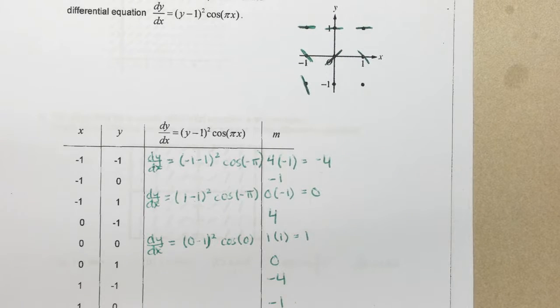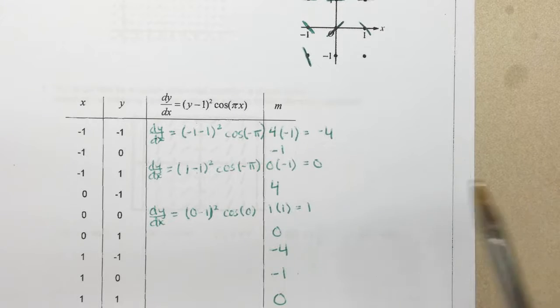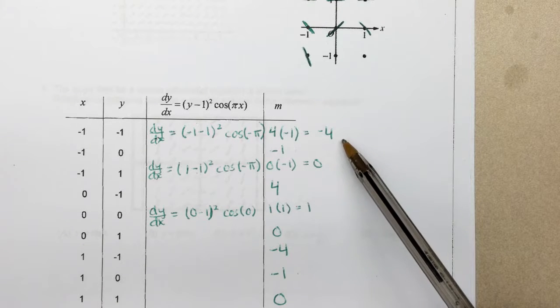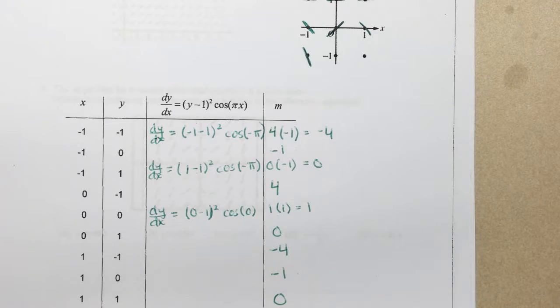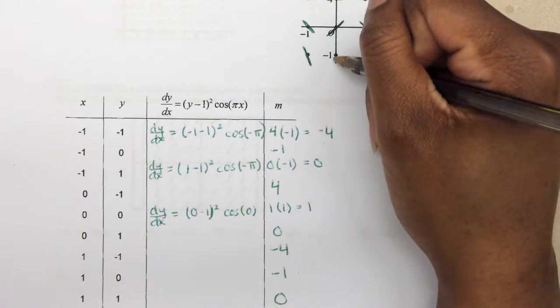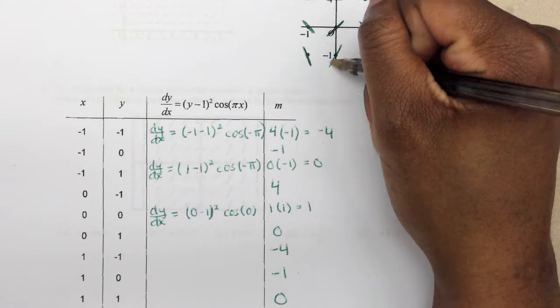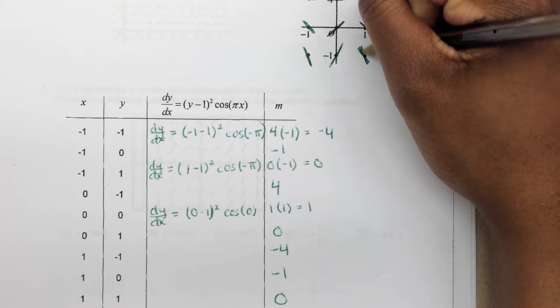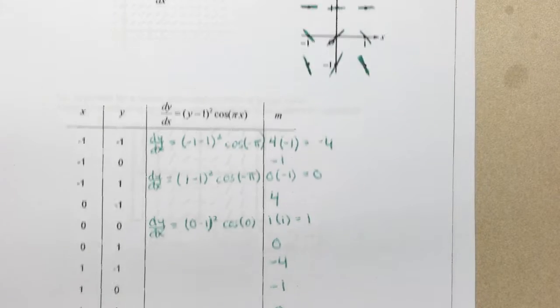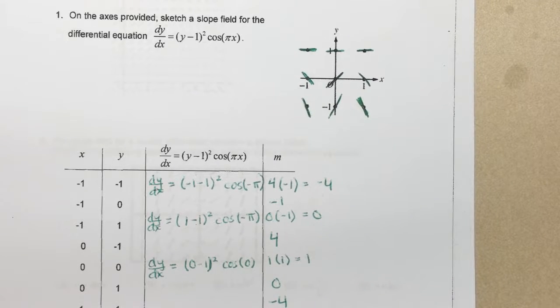And then we have negative 4, 4, and negative 4. So our positive 4 will be a steep upward line. Our negative 4 will be another steep downward line. And that's how we create our slope field. By plugging in x and y, we can identify the slopes of those lines and create our tick marks.